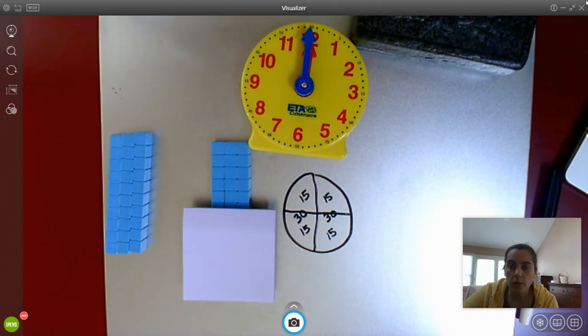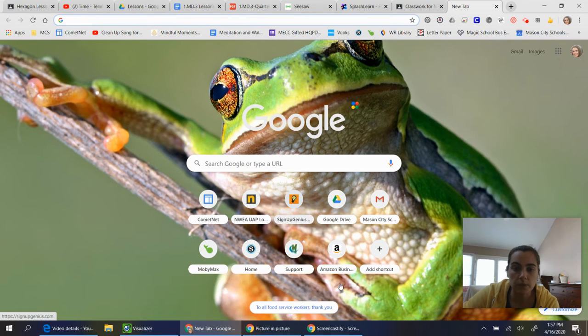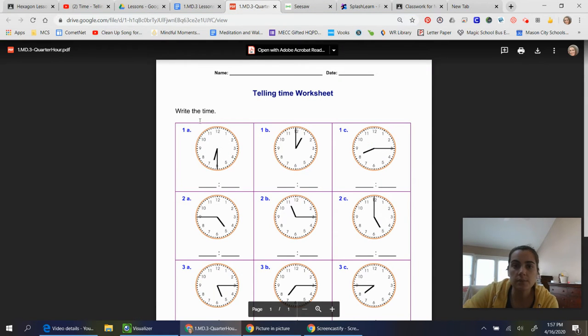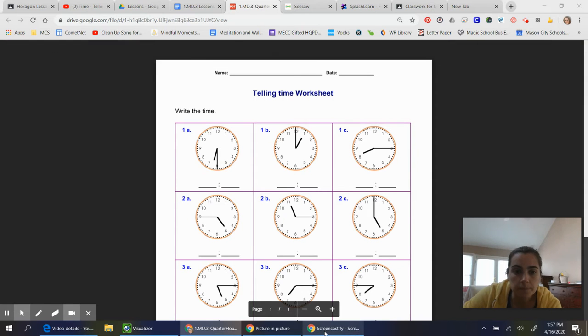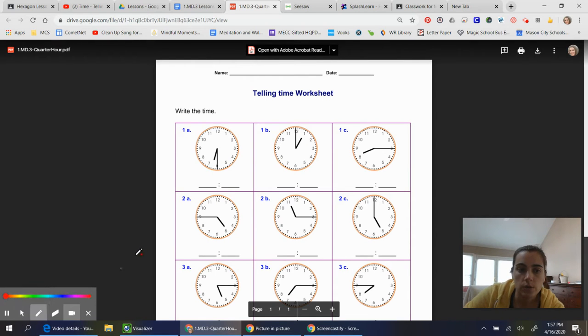Okay, so I want to show you the worksheet that you're going to be completing today. Let me come on over. Here it is. Okay, so it simply says telling time worksheet, write the time, and so we're going to take a look here. First, we got to find the shorthand to determine the hour. So for this one, here's the shorthand. It's between 6 and 7. We know that the hour hand goes around this way, goes clockwise. So has the hour hand gotten to 7 o'clock yet? Nope. It's still in the 6th hour.